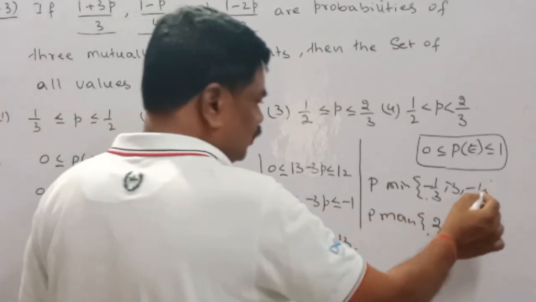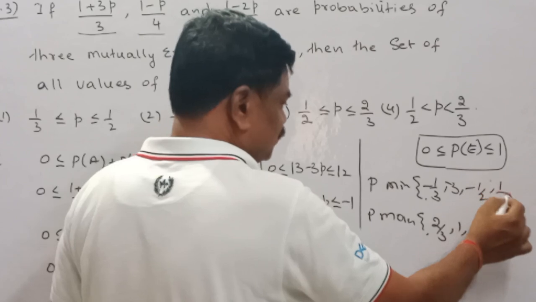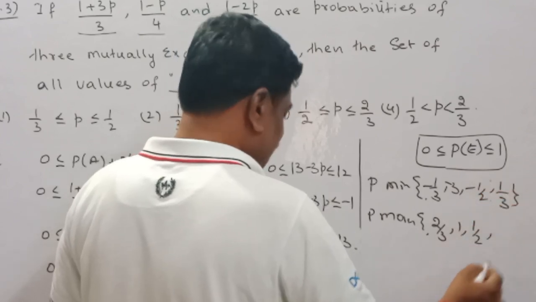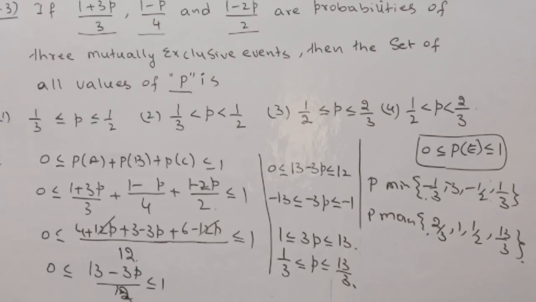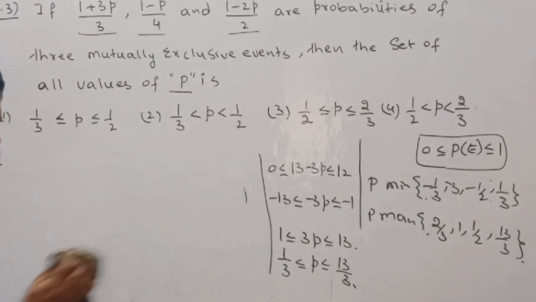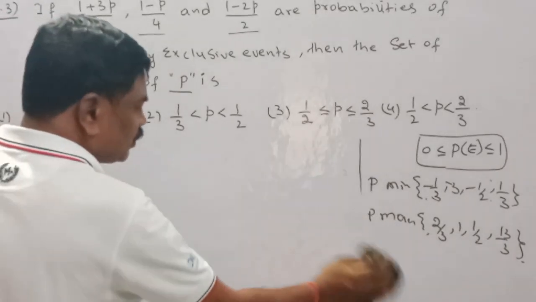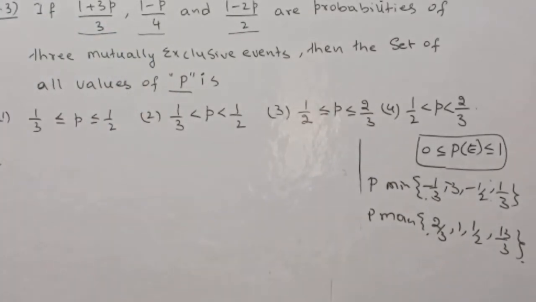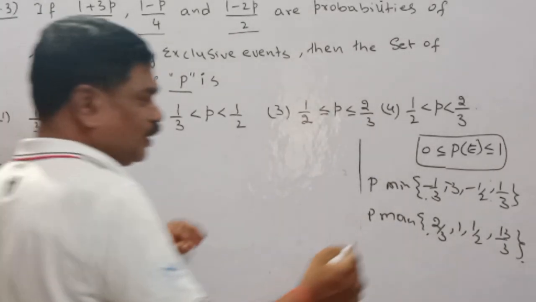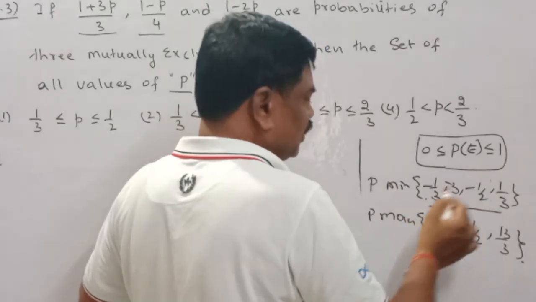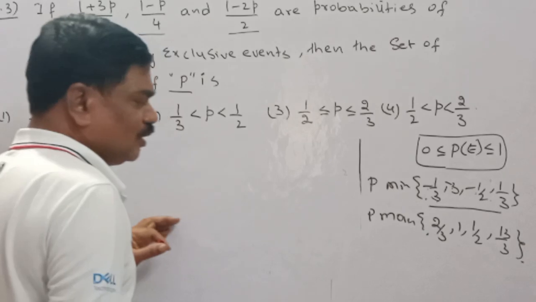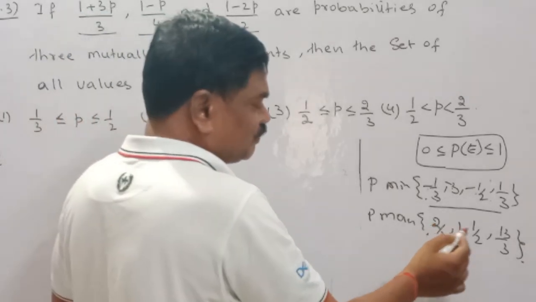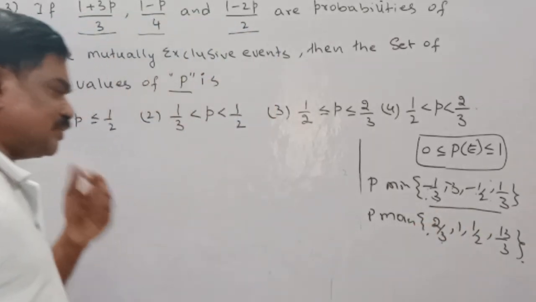So what is the value? Here this is 1 by 3 and this is 13 by 3. Okay, all of you. Now we have to find the range of P. The minimum values of P are minus 1 by 3, minus 3, minus 1 by 2, 1 by 3. The maximum values are 2 by 3, 1, 1 by 2, 13 by 3.